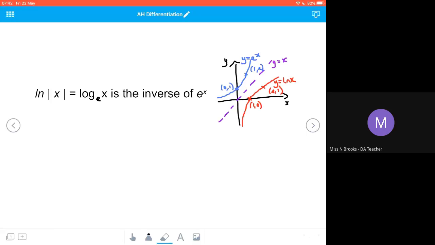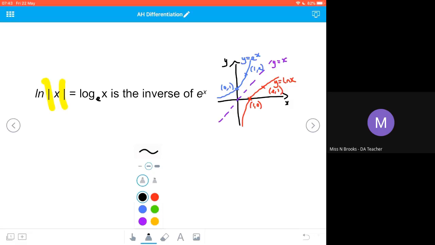Now, as that function tends to negative infinity, it gets closer and closer to x equals 0, but it never reaches there, and it never becomes a negative value. So that's why we use the modulus lines on either side of our function, because our function of x always has to be positive in order to be able to take the natural logarithmic function of it.